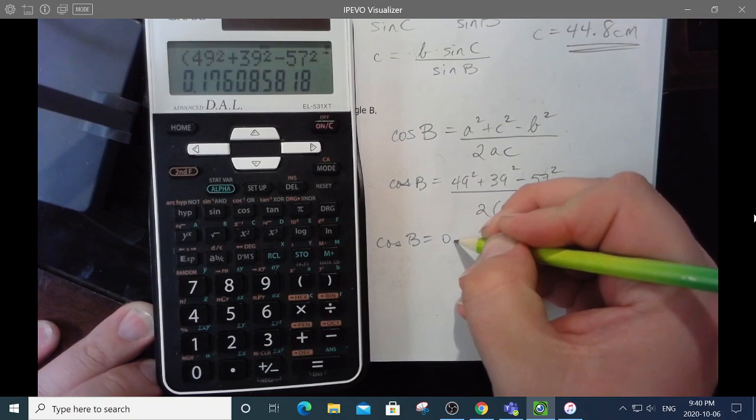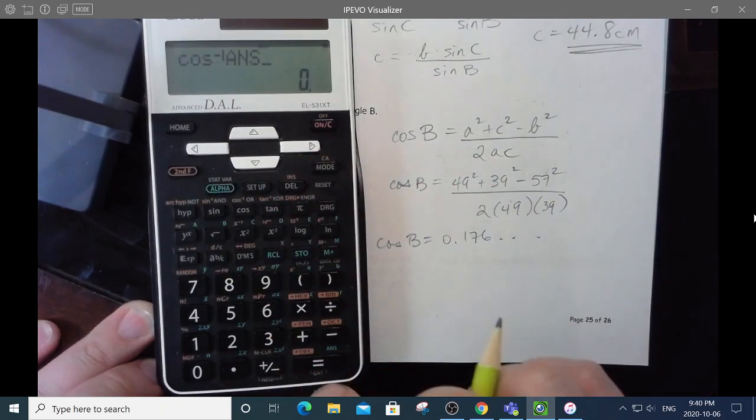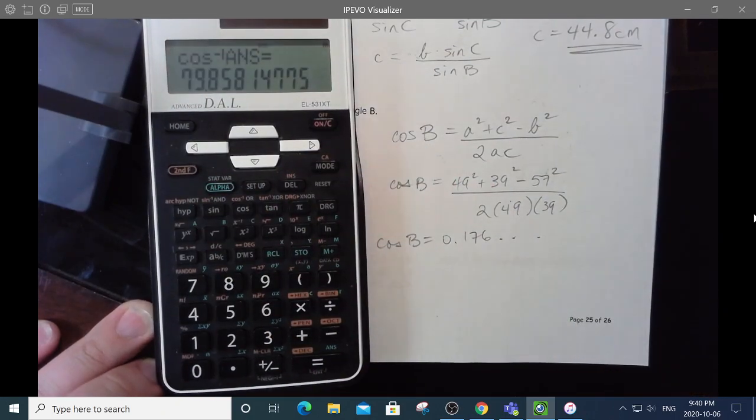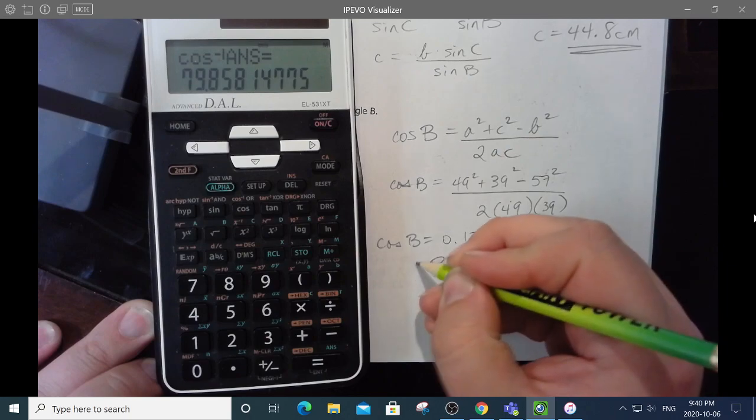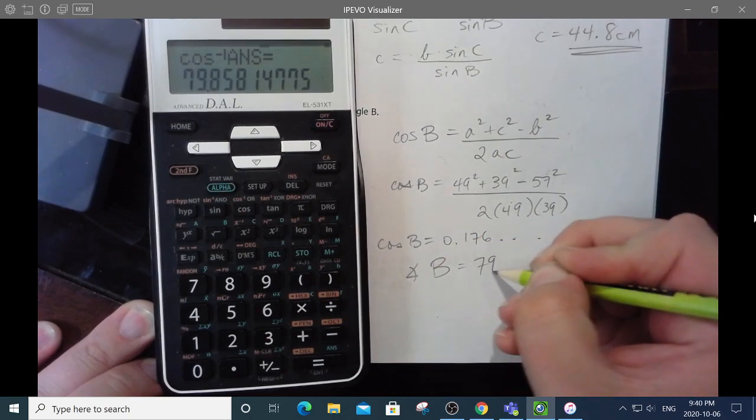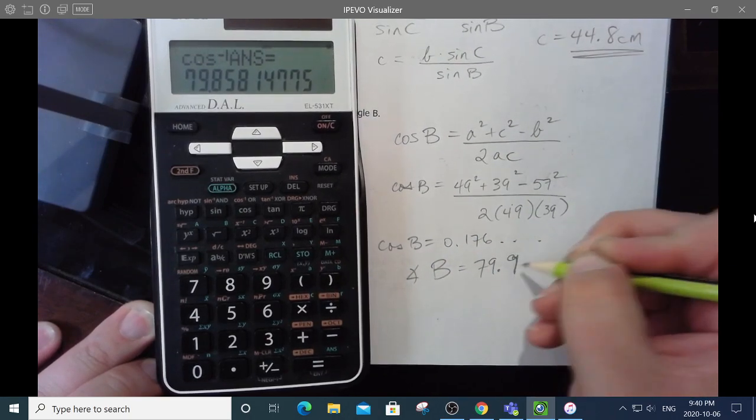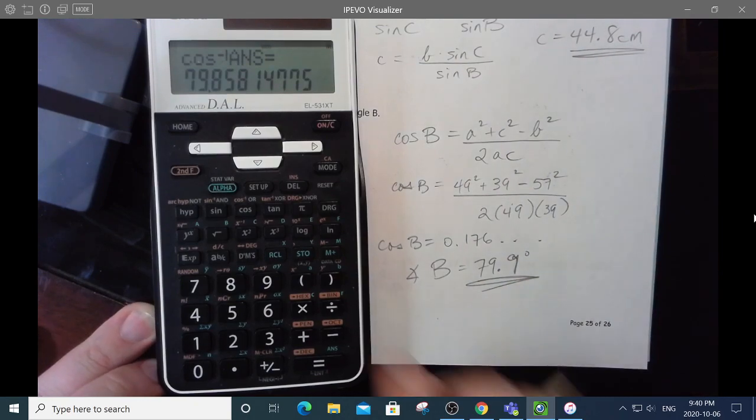So the cosine of angle B is 0.176 blah, blah, blah. So that means inverse cosine of my answer is 79.9. So angle B is 79.9 degrees. Woohoo!